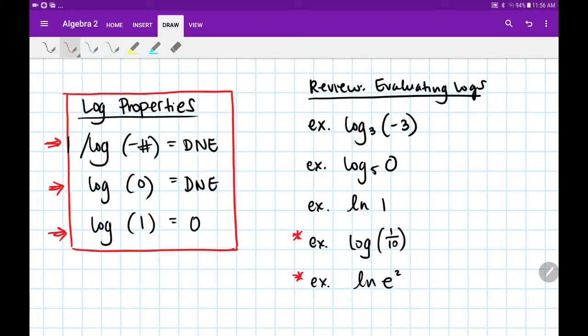Also, log of 0 with any base does not exist. So I'm going to put little base a's to represent any base. And then finally, log of 1 is always 0.